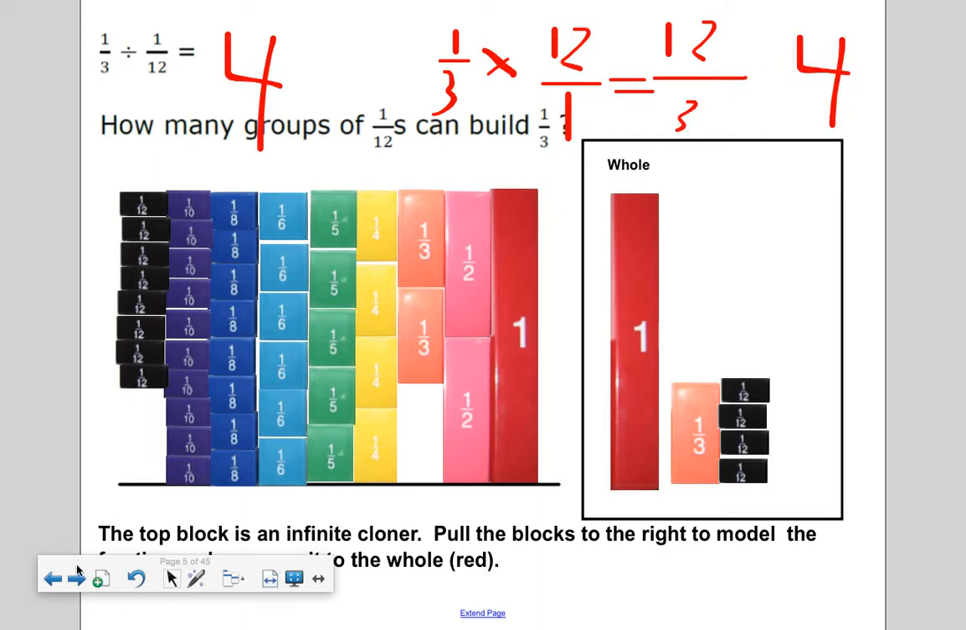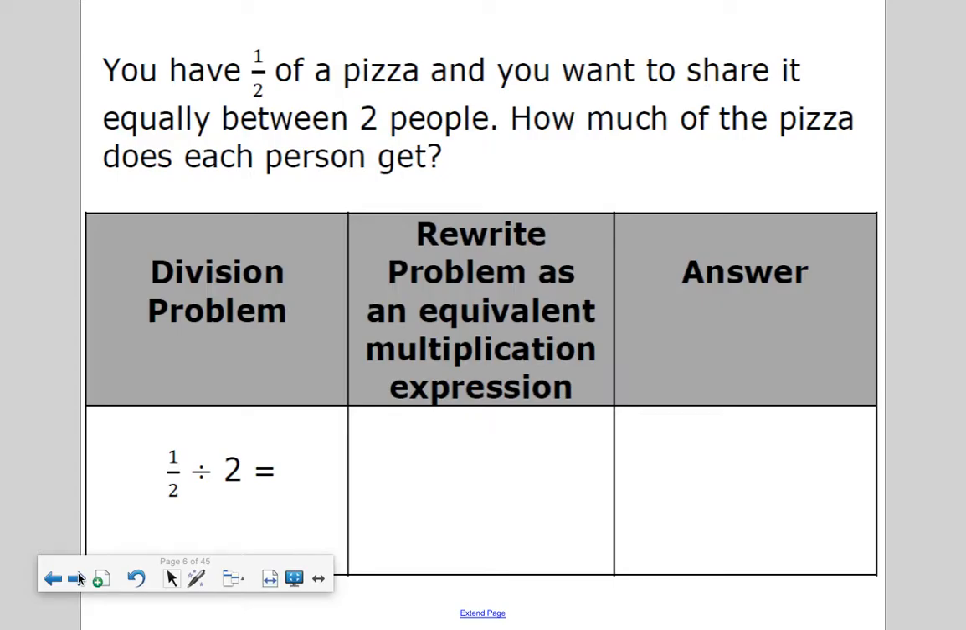4 whole. So in our last example, you have half of a pizza and you want to share it equally between two people. How much of the pizza does each person get? So you have half a pizza, you're dividing it into two parts. That's the division expression. I want you to rewrite this as an equivalent multiplication expression. So we start with 1/2. I need to multiply by its reciprocal. What's the reciprocal of 2? Again, how do you rewrite 2 in fraction form? 2/1. So the reciprocal must be 1/2. So half times half is 1/4.